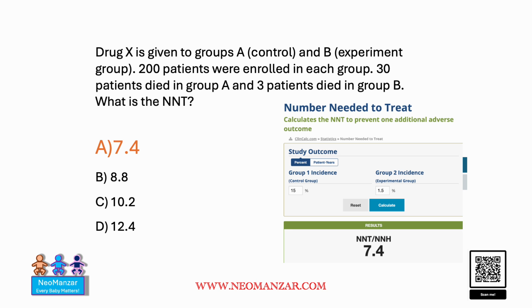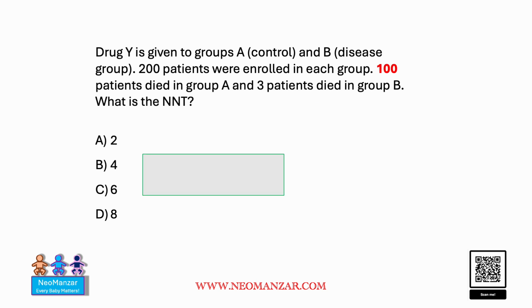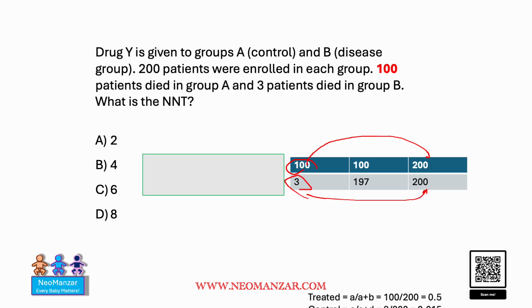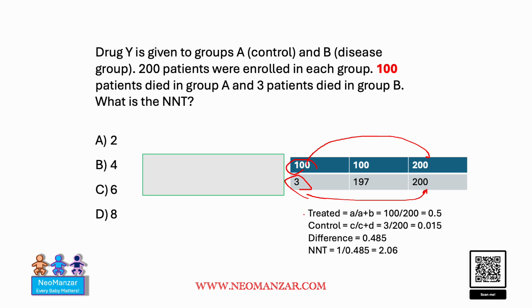Let's see another example. Now we have a drug Y that is given to the same control and disease, but here 100 patients died in group A. So how can we calculate? See, same 2 by 2, and here this thing is changed now. So now you have to divide this by this, and divide this by this. Let's see how we did it. Here we did both and got two fractions or numbers. After subtraction, we got this difference, and 1 divided by that number gives us 2.